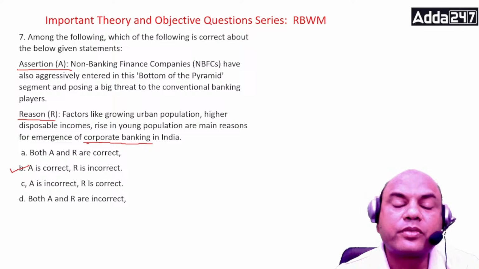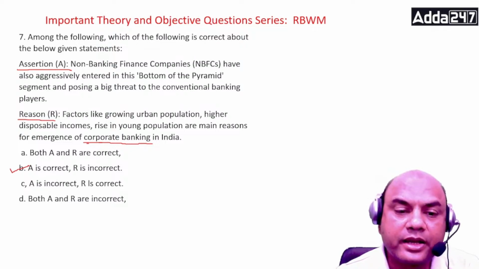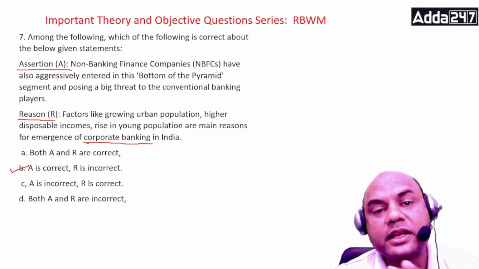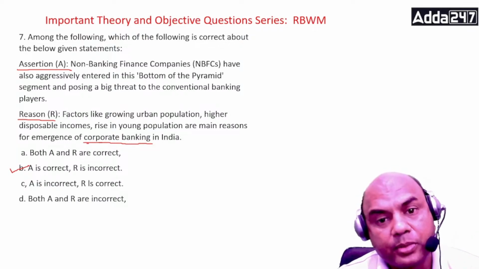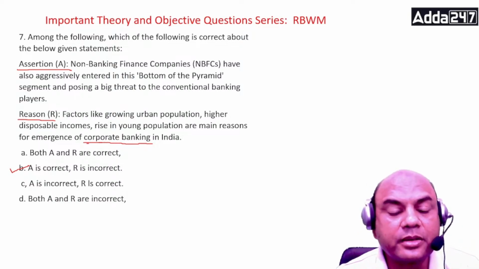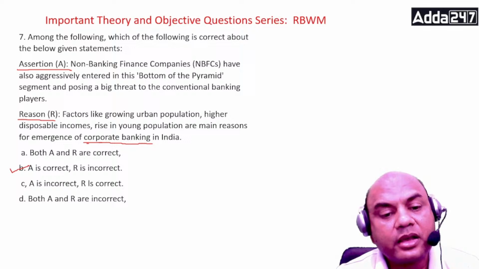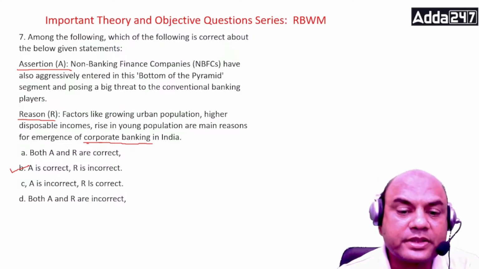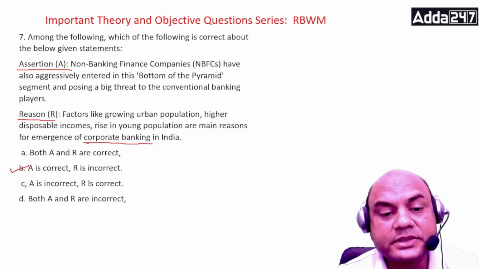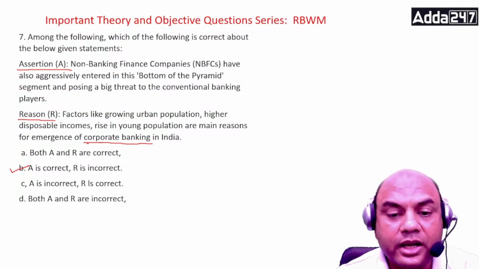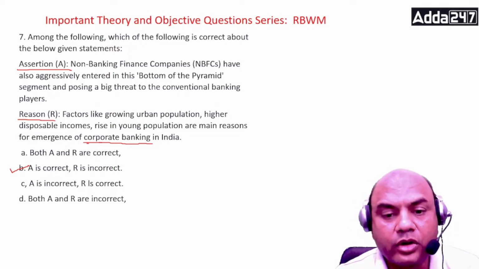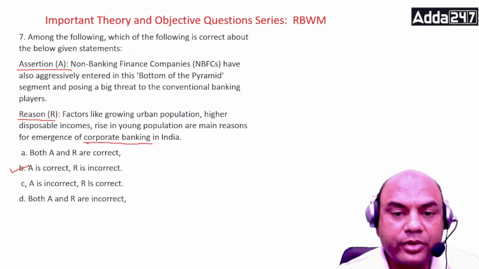Reasons for emergence of retail banking business in India: strong economic fundamentals, growing urban population, higher disposable income, rise in the young population, emergence of new customers, rise in the mass affluent space. These are the reasons for growth of retail banking, not corporate banking. Hence, the statement given in the reason is not correct, as it says it's for corporate banking. So that is the main point. Got it?